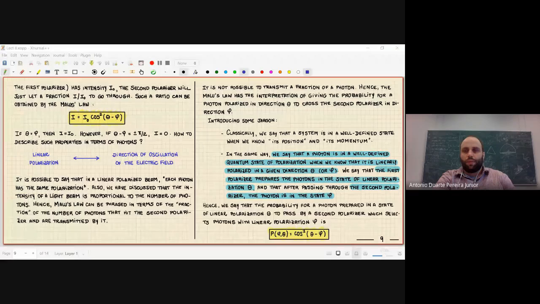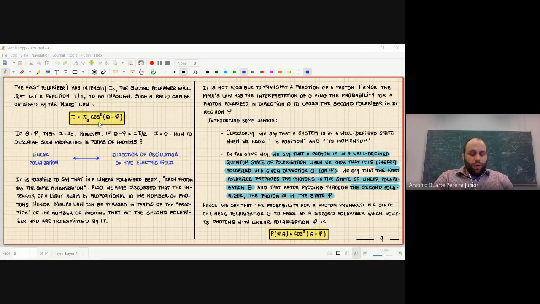Welcome everyone to part 2 of lecture 8. We were discussing polarization of light, and we were using the language of electric field. And now we want to interpret these results in terms of photons.